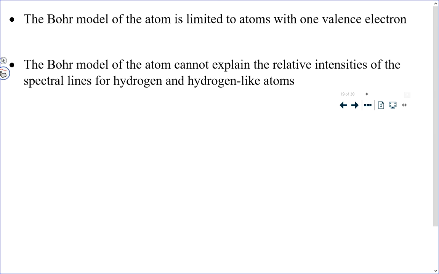So the brighter the line in the spectrum, the more often that transition occurs. And a really good model of the atom ought to be able to explain why certain transitions happen a lot more frequently than other transitions. And a good model of the atom as well should be able to explain any atom, not just atoms with one valence electron. By the way, if you're wondering here, I've got the phrase hydrogen-like atoms. A hydrogen-like atom is an atom that's like hydrogen in that it has one valence electron.